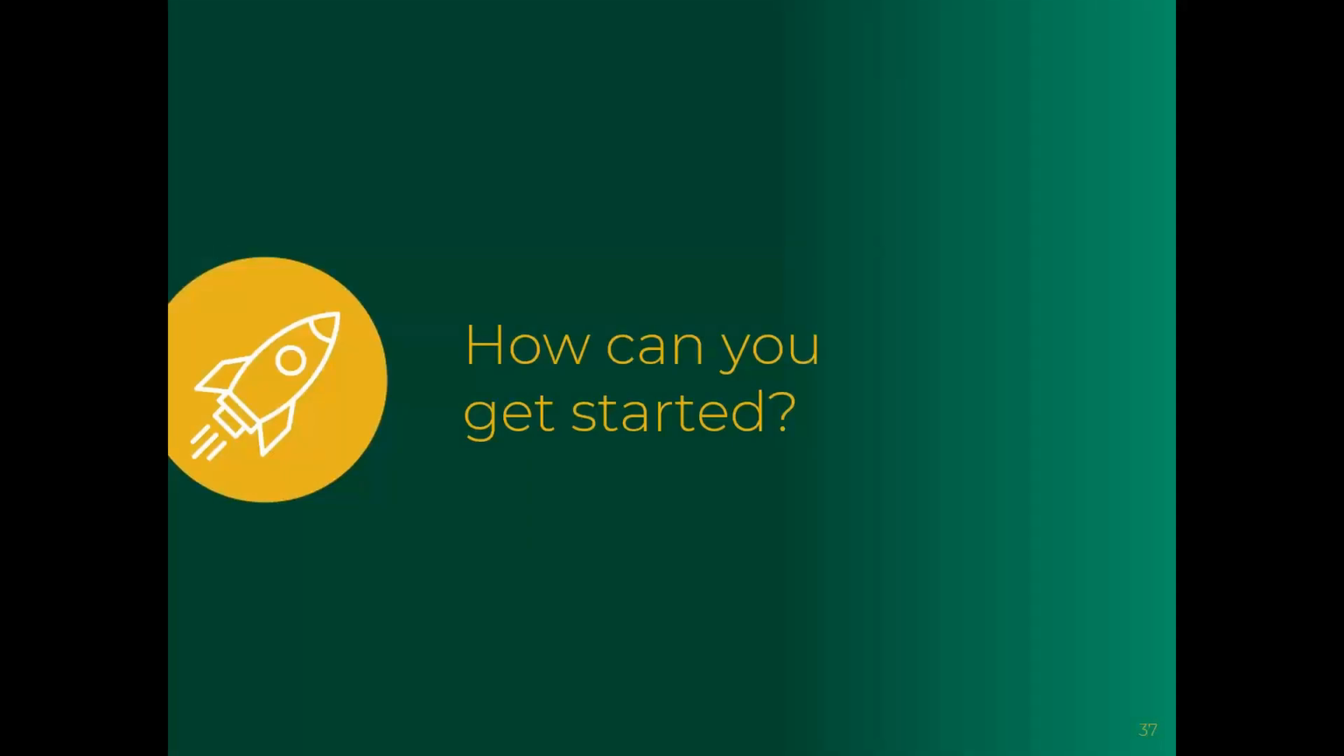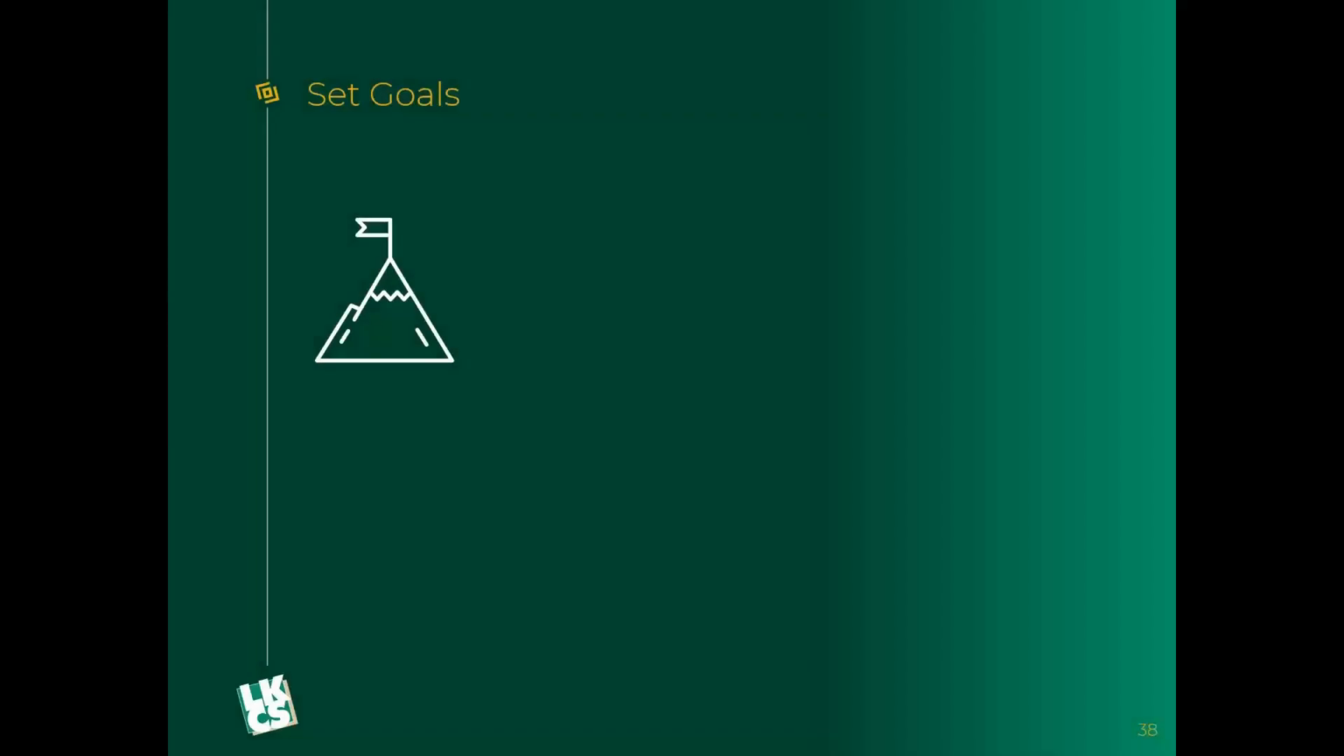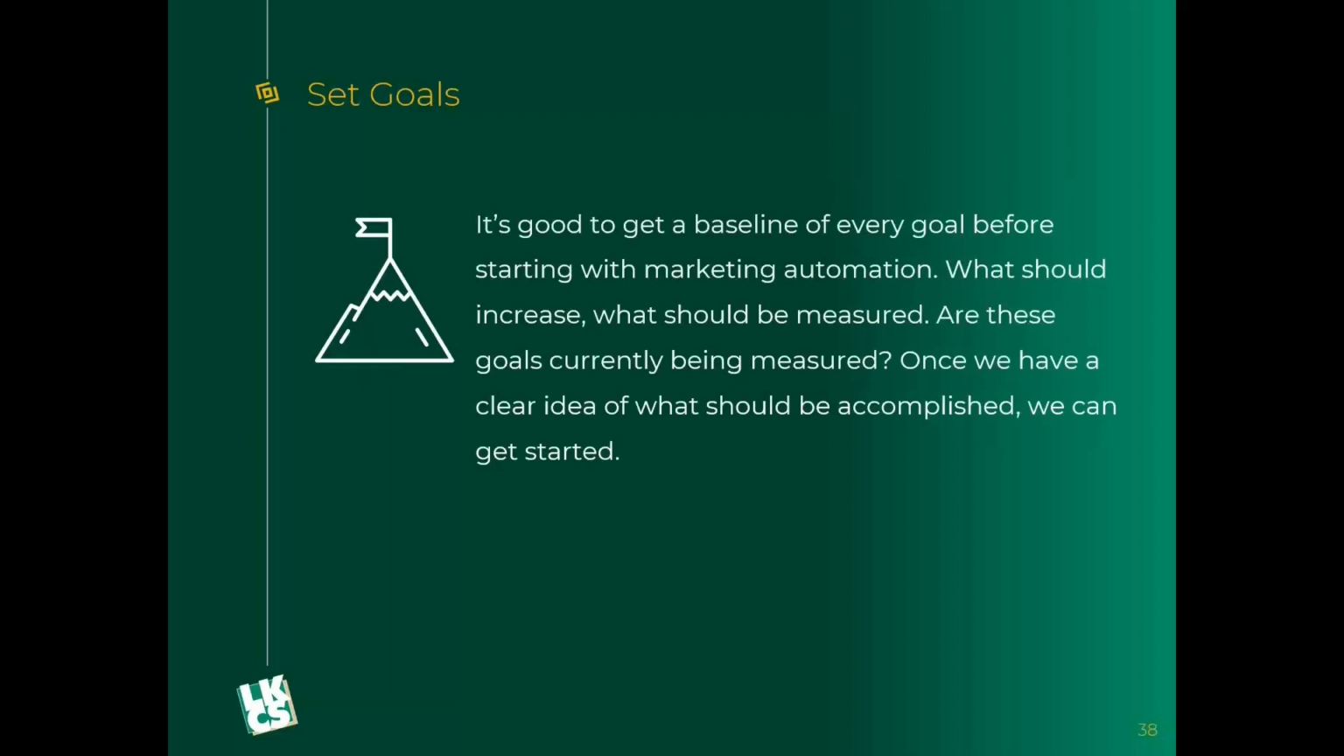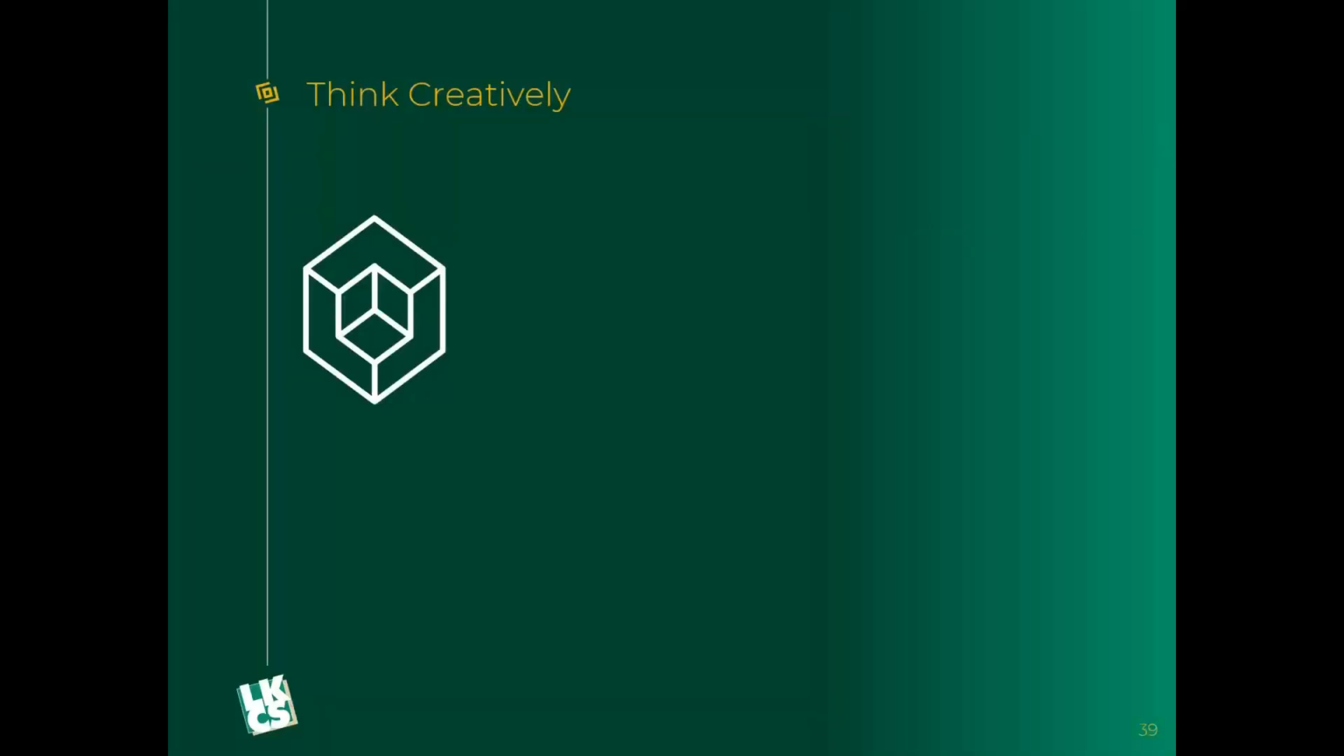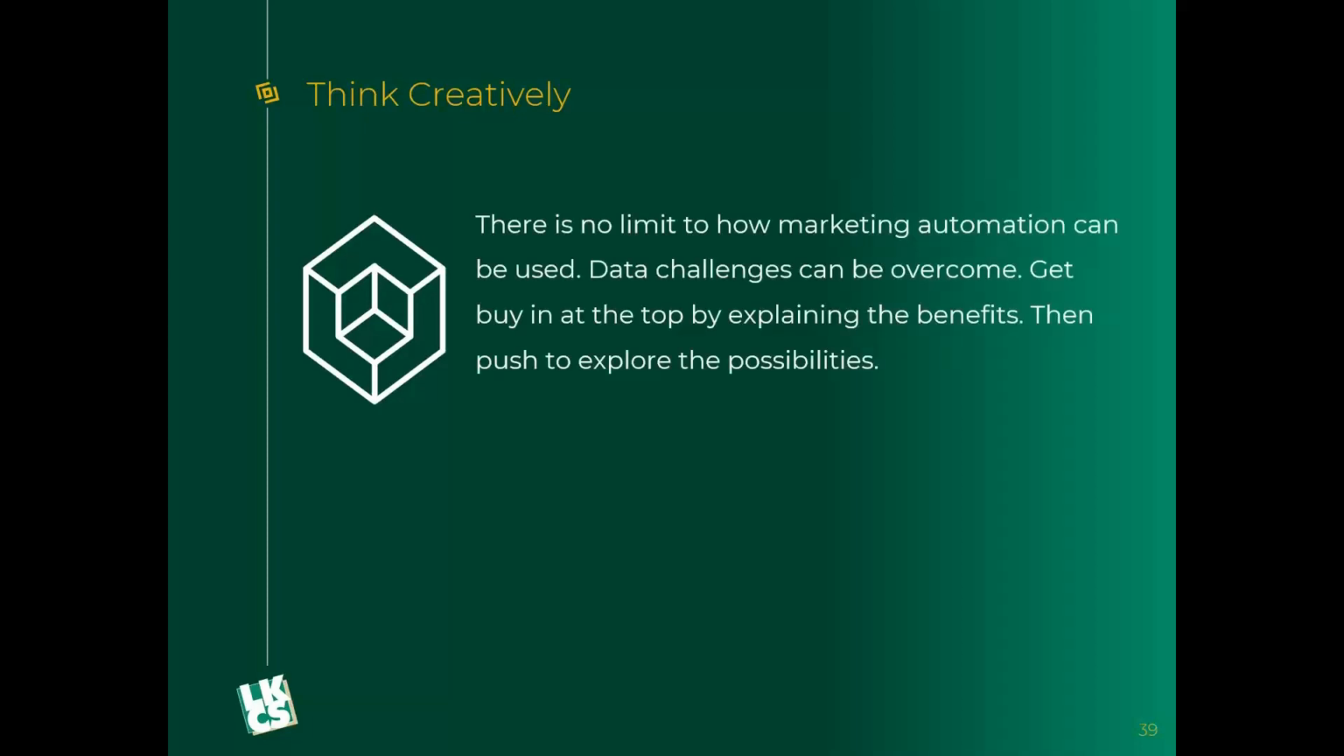So how can you get started with marketing automation? First, we need to set goals. Then get a baseline of each goal and decide what should increase or be measured. Once we have a clear idea of what should be accomplished, we can get started. We need to think creatively. There's no limit to how marketing automation can be used. The data challenges can be overcome, but we need to get buy-in at the top, explaining the benefits, then push to explore the possibilities.